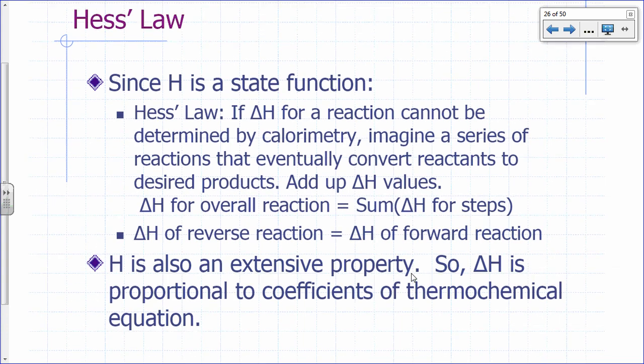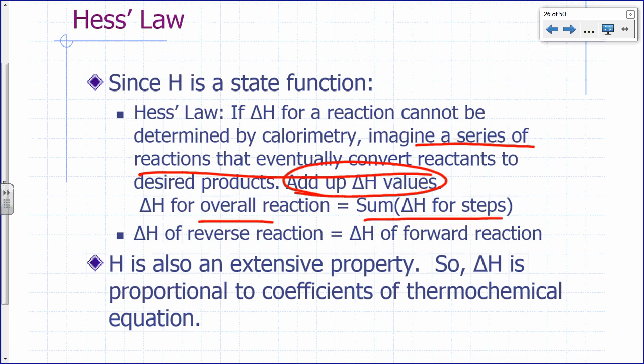All right, so last time we said that you cannot determine delta H for every reaction by calorimetry. So what do we do with those reactions that we can't use calorimetry for? Well, you can imagine a series of reactions that will eventually convert our reactants to our desired products and simply add the delta H values for each of those steps. So the delta H for the overall reaction will just be the sum of the delta H for all the steps. This is known as Hess's Law of heat summation.